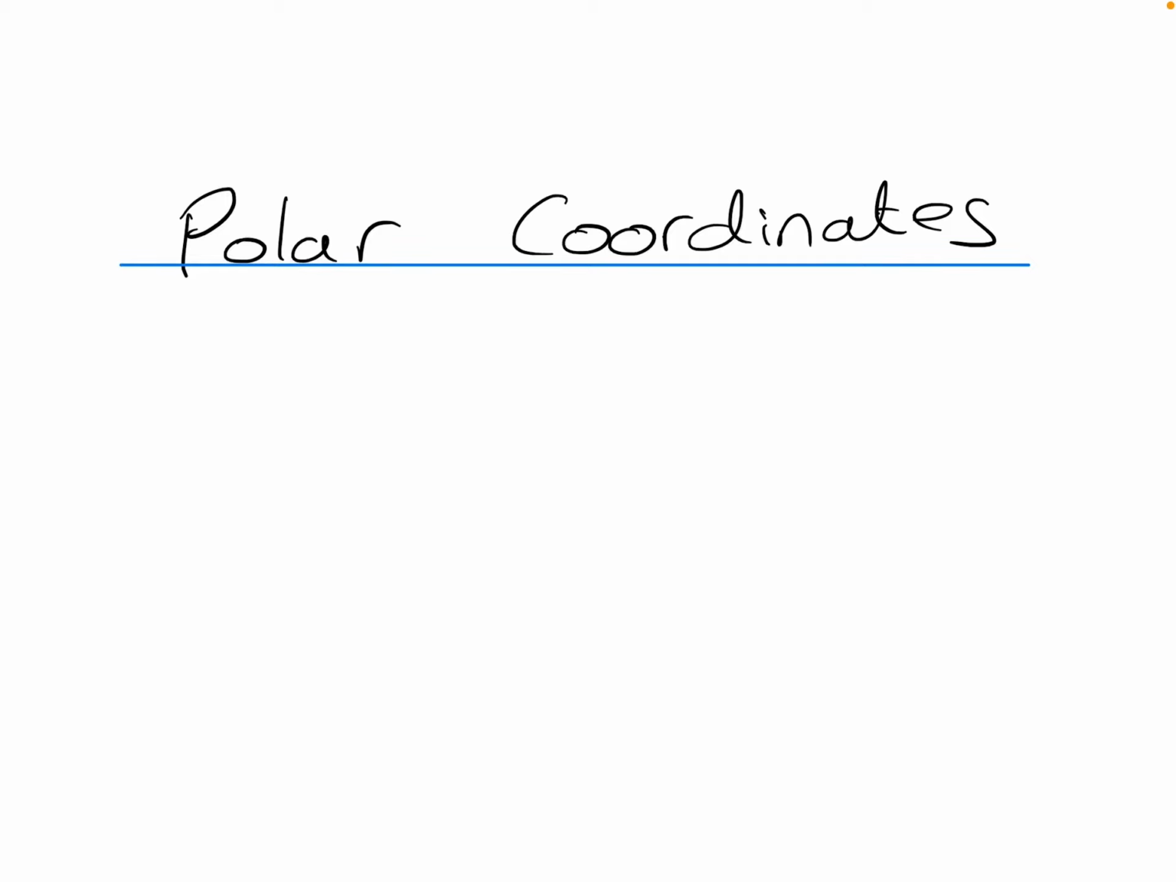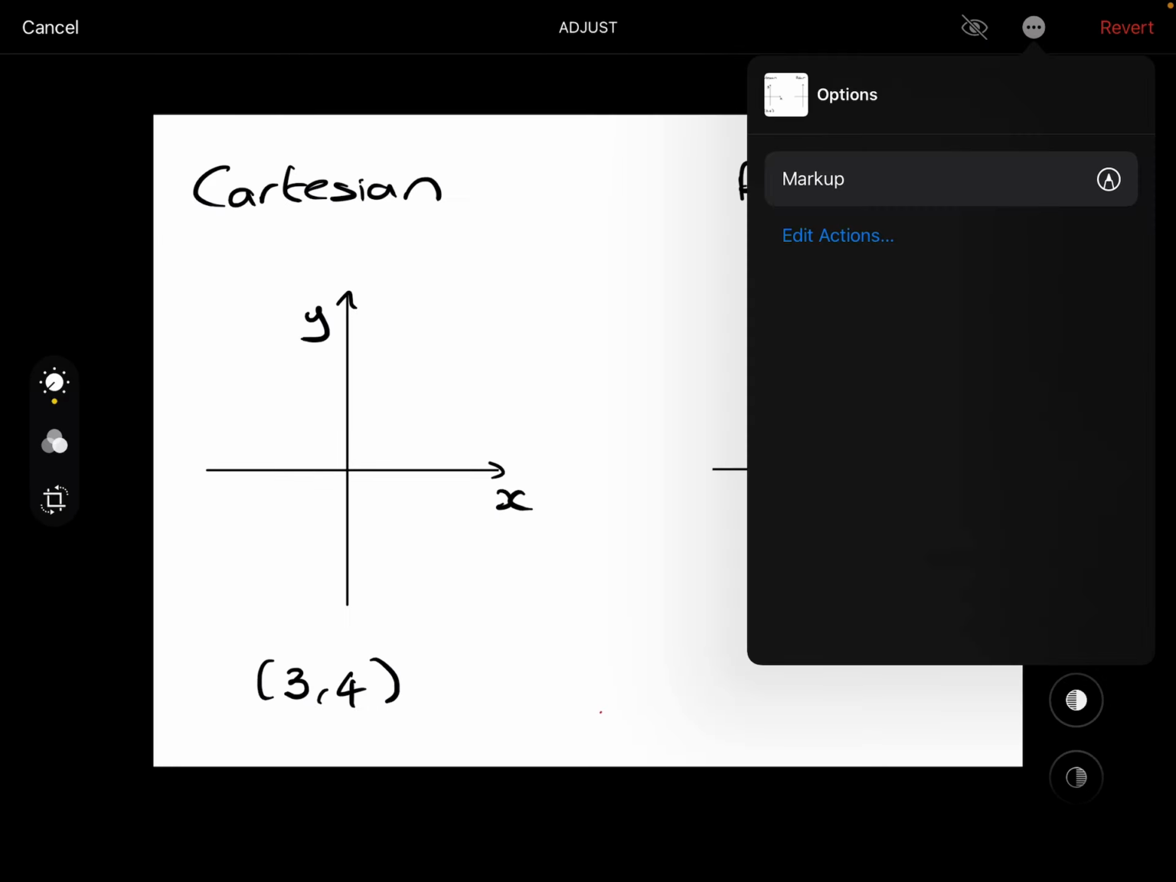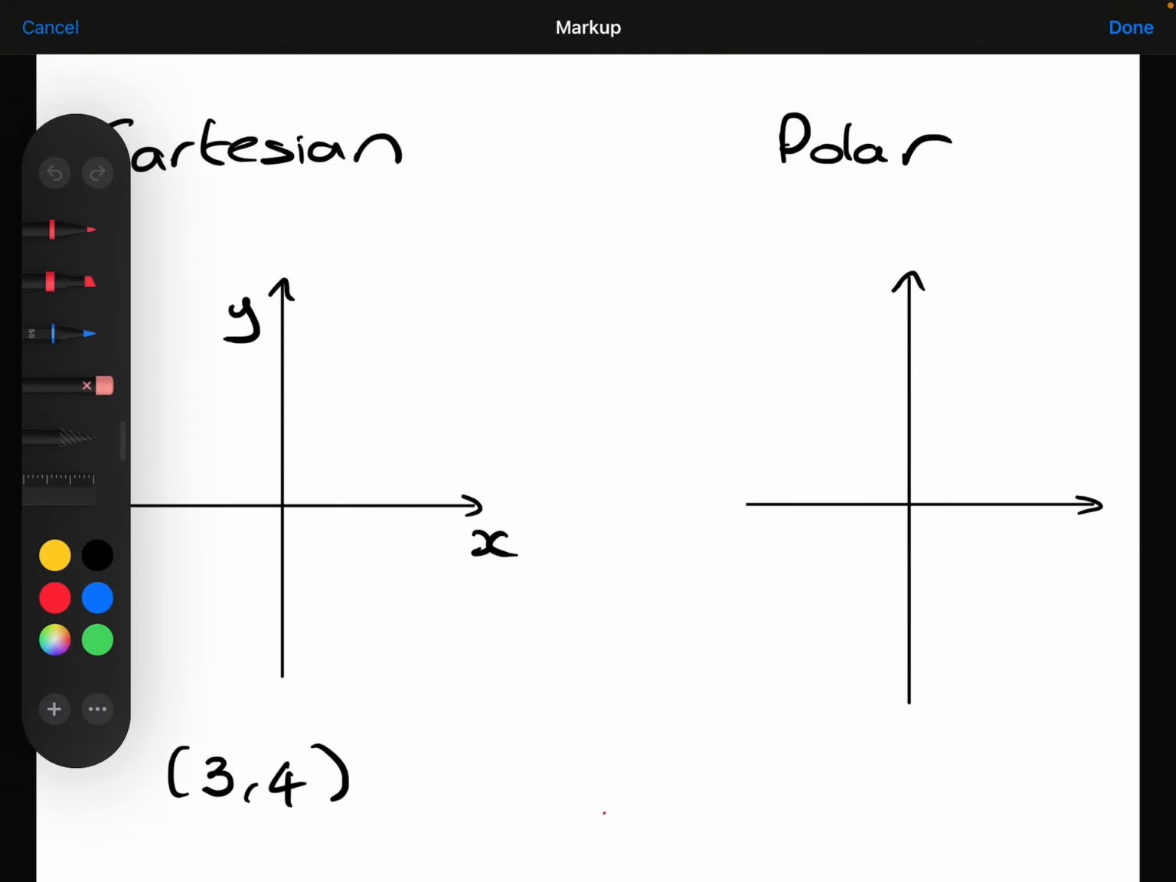This video is an introduction to the polar coordinate system, an alternative to our usual Cartesian coordinate system that we've been using since primary school. We're very used to using the x and the y coordinate to locate a point. For example, the point (3, 4) means I go along 3 squares in the x direction and up 4 squares in the y direction. So that defines this point here.